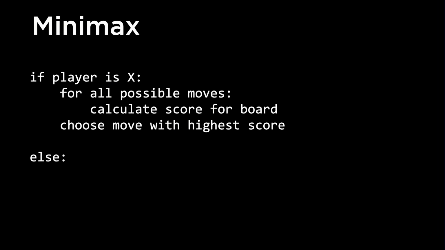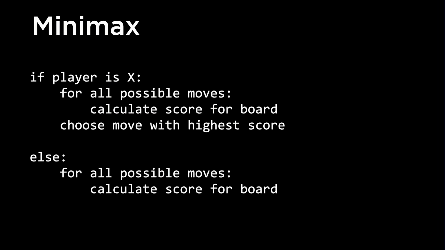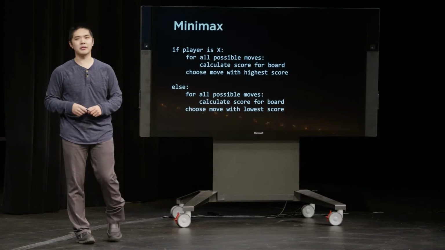And otherwise, if the player is O, well, then we'll do the same thing. For all the possible moves, we'll calculate a score for that board, but then we'll choose the move with the lowest score. So the X player is picking the move that maximizes the score. The O player is picking the move that minimizes the score. And using this approach, you can create an AI that can play a game like tic-tac-toe perfectly. It'll never lose the game if you've programmed it correctly. And this works not only for tic-tac-toe, but for other games as well.